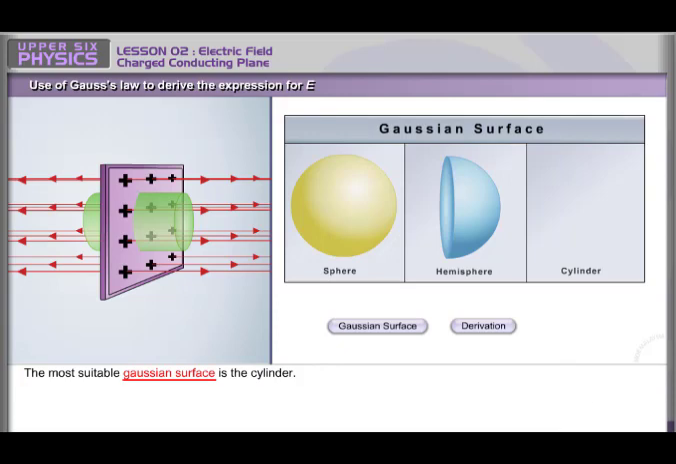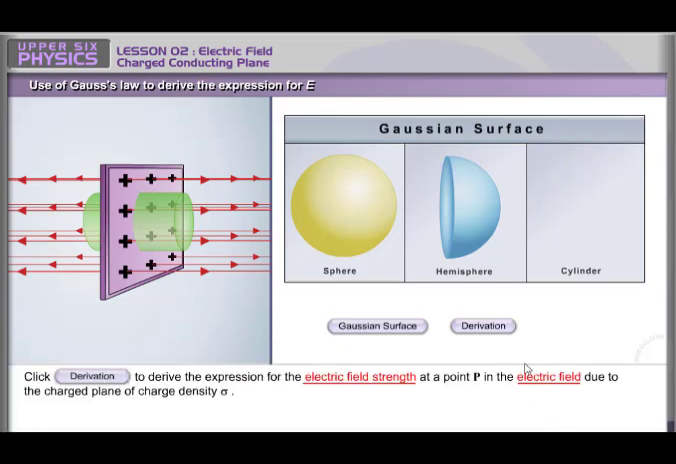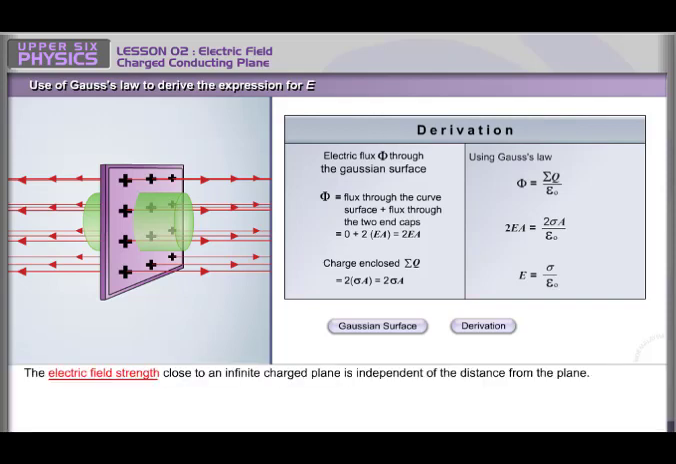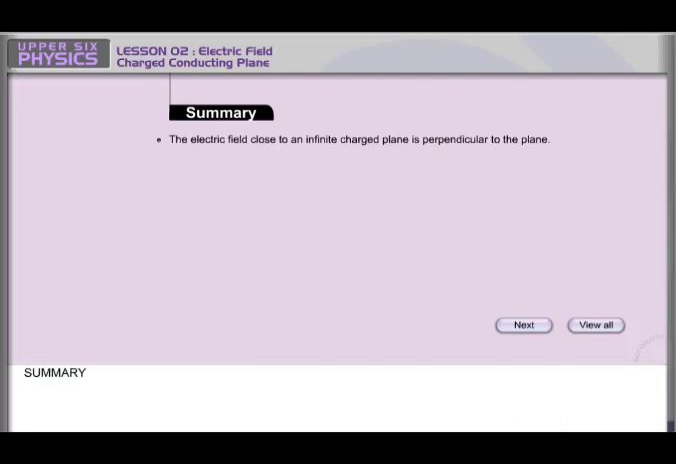Click the derivation button to derive the expression for the electric field strength at the point P in the electric field due to the charged plane of charge density sigma. The electric field strength close to an infinite charge plane is independent of the distance from the plane. Summary. The electric field close to an infinite charge plane is perpendicular to the plane. The electric field strength E close to an infinite charge plane is E equals sigma over epsilon naught.